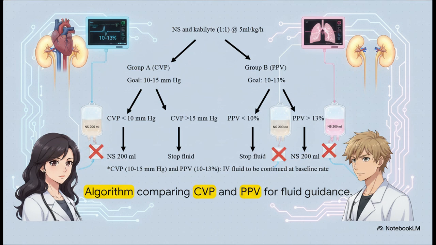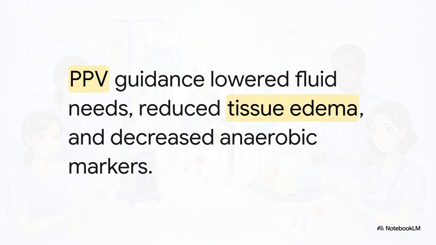If PPV crept above 13%, indicating the heart was highly fluid responsive during mechanical ventilation, a 200 ml fluid bolus was given. If PPV dropped below 10%, indicating the heart was no longer responsive to volume, fluids were immediately halted. And the outcomes of this targeted approach were highly revealing. The PPV-guided group required significantly less fluid prior to graft reperfusion compared to the CVP group. By actively avoiding the pursuit of arbitrary static pressures, the PPV group suffered significantly less postoperative tissue edema and actually showed lower markers of anaerobic metabolism, specifically serum lactate.